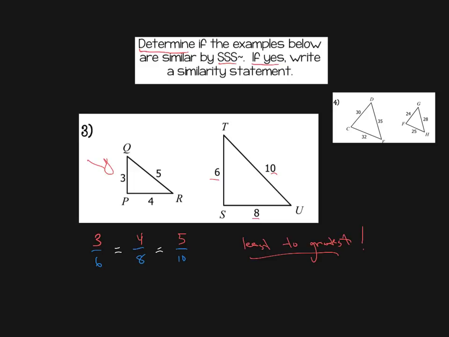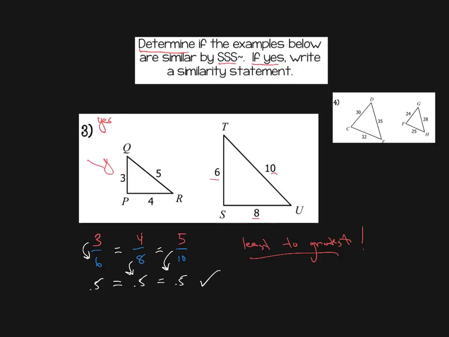So what is 3 divided by 6? That's 0.5. That should equal 4 divided by 8, which is also 0.5. And 5 divided by 10 is equal to 0.5. That's all the same. So are these all in proportion to each other? Yes. So we're going to say that yes, these triangles are similar.